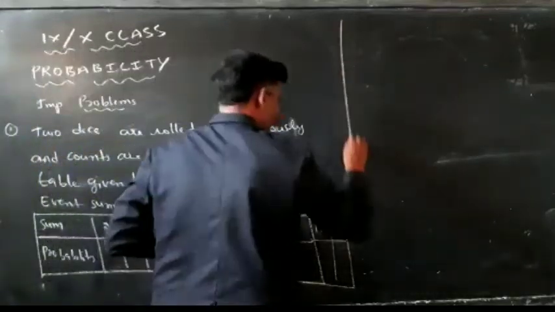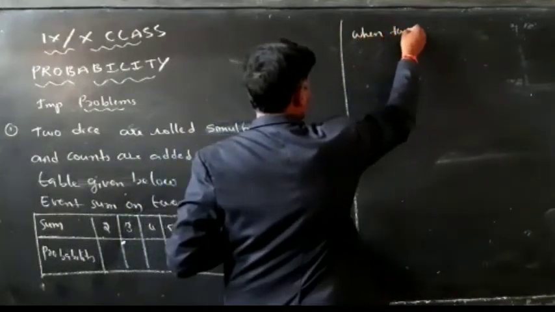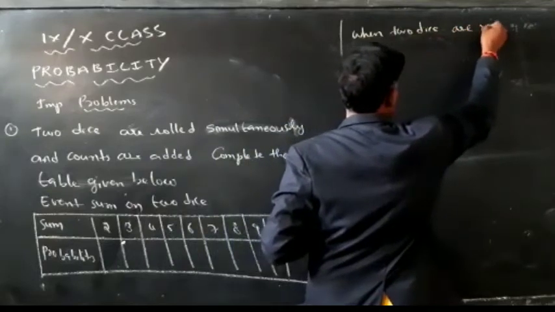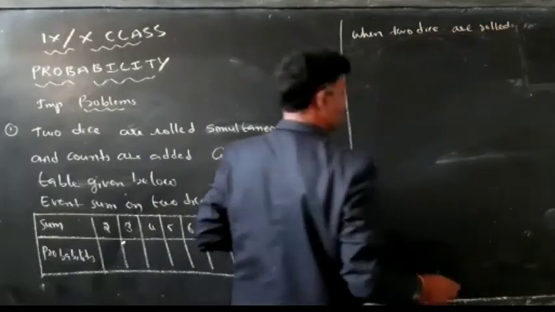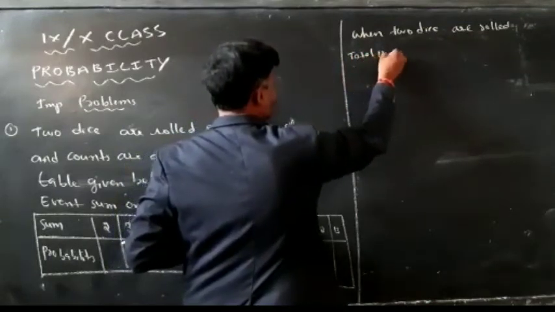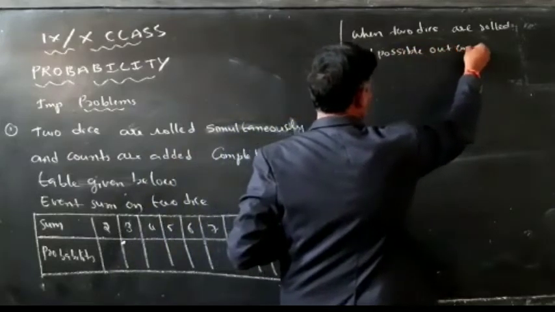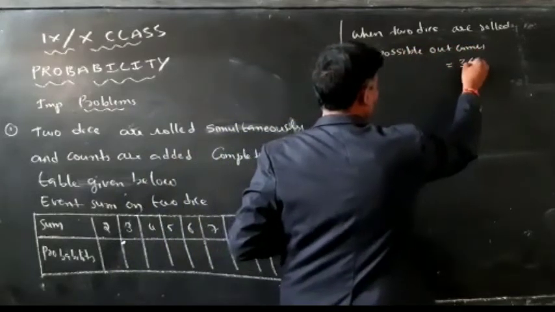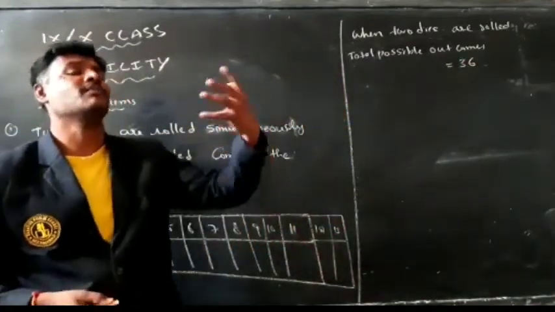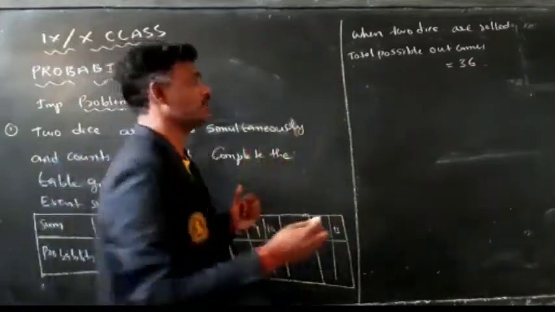Already we know, when two dice are rolled, total possible outcomes, we will get 36 possible outcomes. When two dice are rolled simultaneously, we get 36 possible outcomes. What are those?